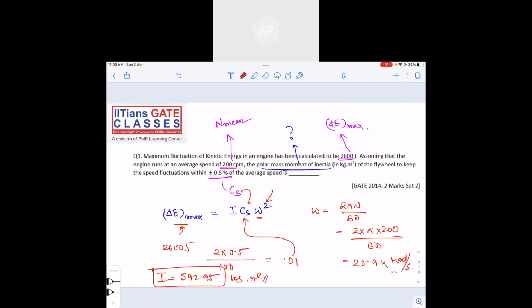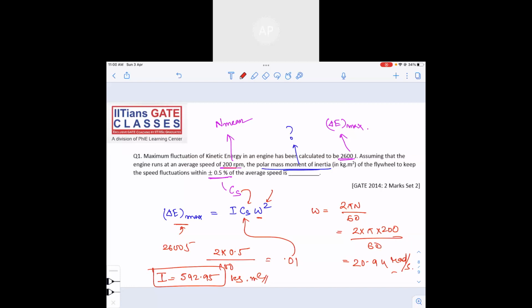Kg meter square. Yes. Right. So I hope you got it. It is very simple. If you are being asked questions, they will be from this formula itself. Need not worry. So just remember this formula. Remember what is I, CS, omega, how to calculate CS.